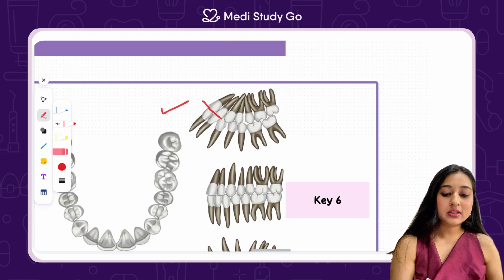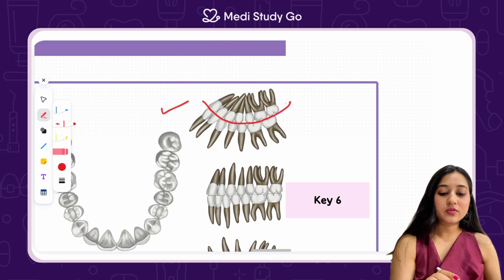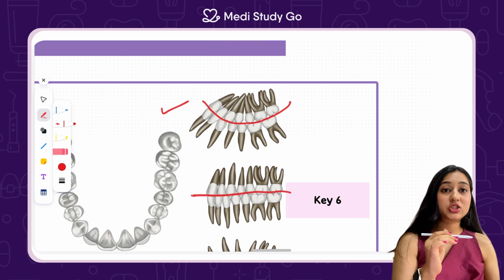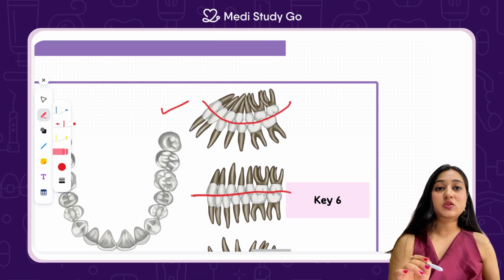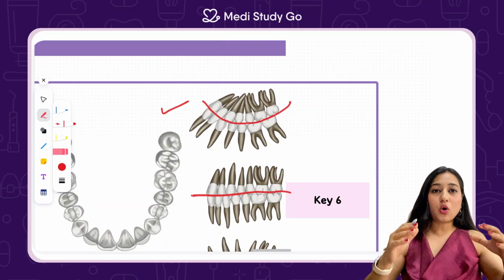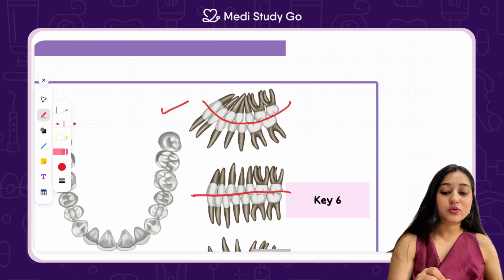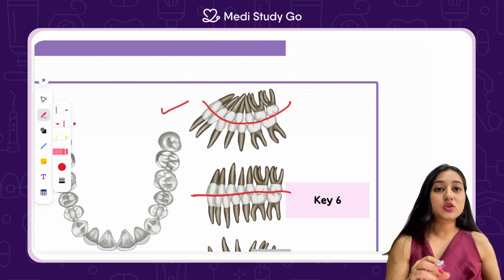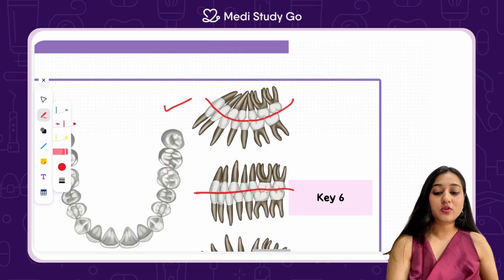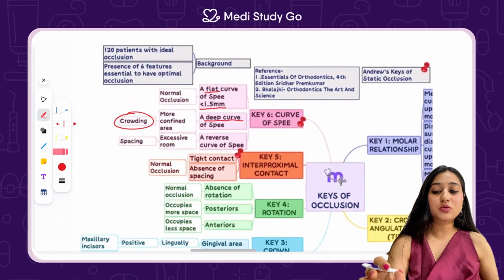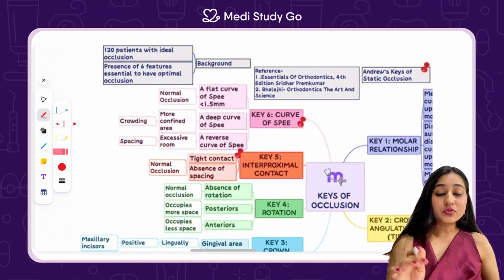As you notice, this is quite a deep curve, and this means that instead of having a straight line where all the teeth pass through the straight line, here there is more confinement of the space that is available because all of the teeth are being crammed into a smaller area, and therefore this can lead to crowding. Therefore a deep curve of Spee is not ideal for correct occlusion because it can lead to crowding.